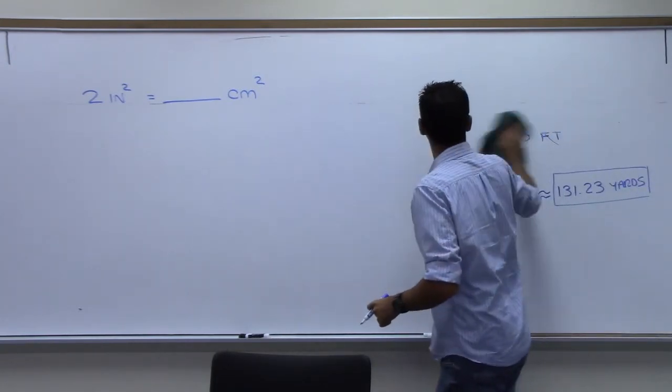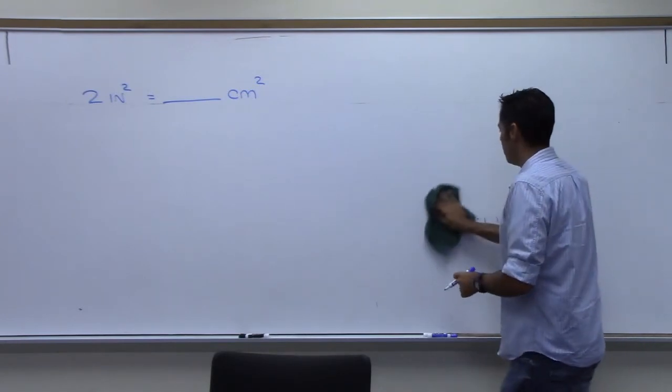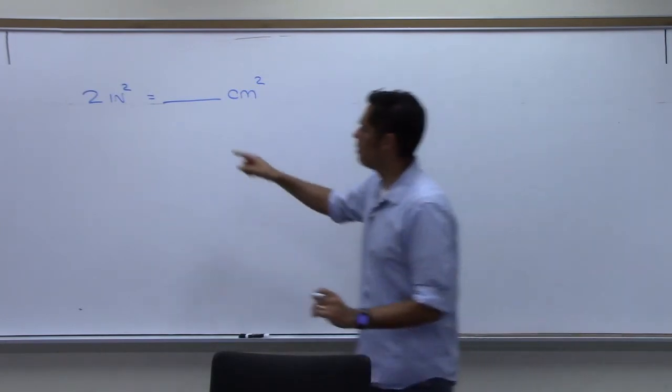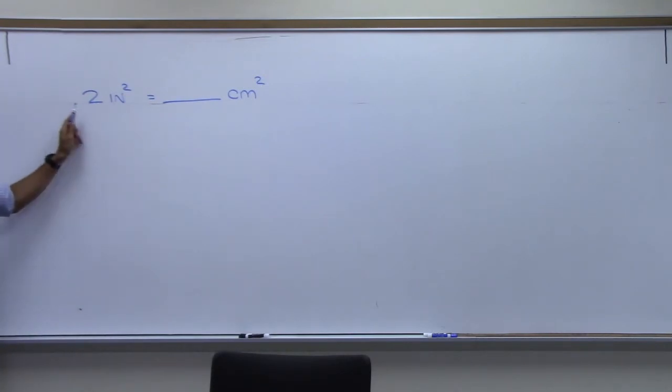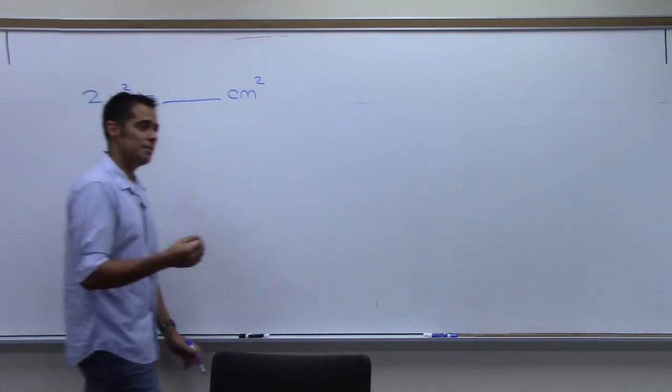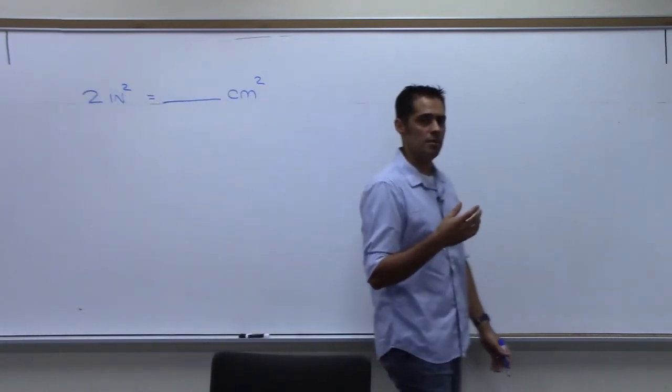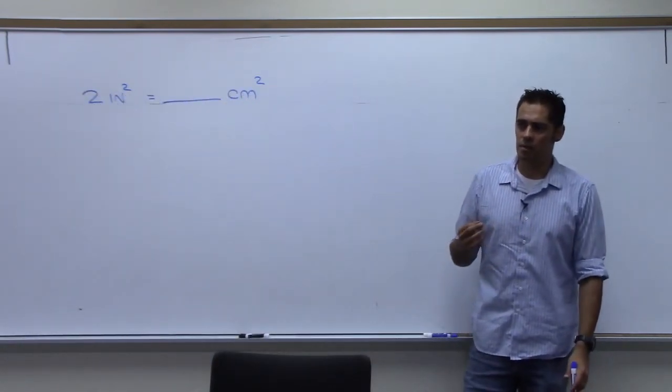When you see a little squared on that little unit right there, that does not mean square the 2. All right, this doesn't mean 4. This squared tells you that you're no longer talking about the length of something, you're talking about what? What's the unit of measurement?